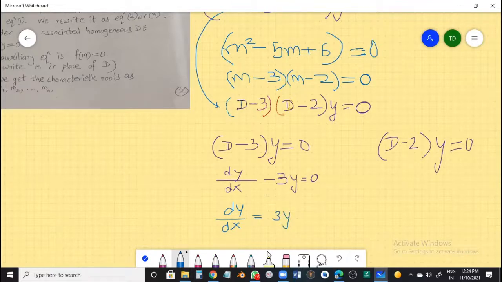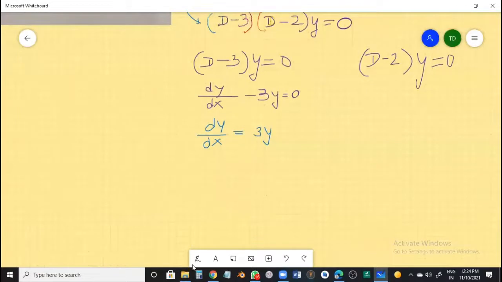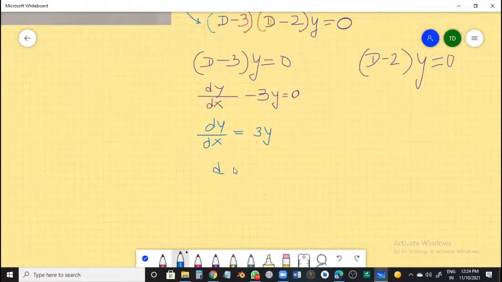What I find is this is a variable separable form. I hope you remember it. You have already learned it. So you can read it as dy upon y is equal to 3 dx. Do you agree? Now how to solve this differential equation? You have to integrate on both sides.